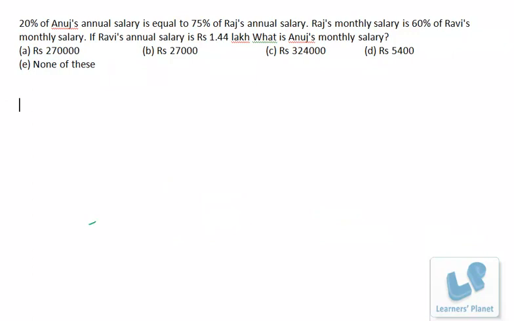Now let's see this question. Based on ratio and proportion, 20% of Anuj's salary is equal to 75% of Raj's annual salary. 20% is what? 1 by 5. So 1 by 5 of Anuj's salary is 3 by 4 of Raj's salary, right? So we have one relation. Then Raj's monthly salary is 60% of Ravi's monthly salary. Ravi's annual salary is 1,44,000. That means Ravi's monthly salary is 12,000.